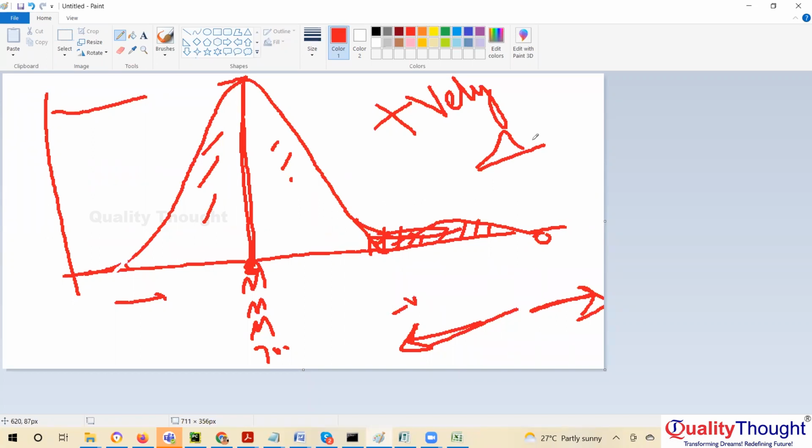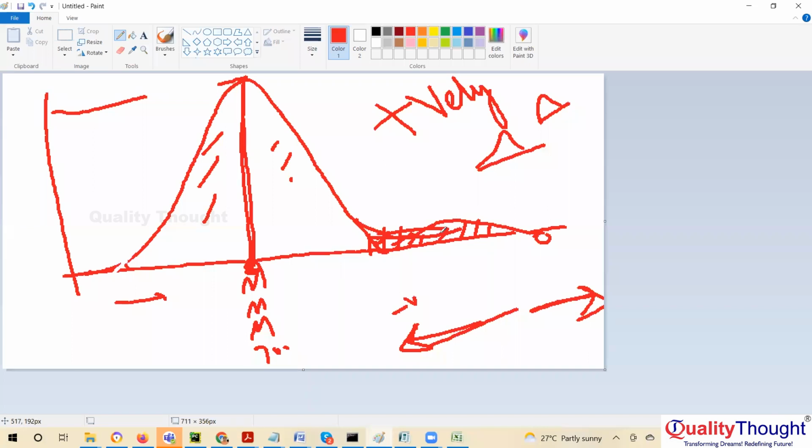Skewness for a normal distribution is 0. Negatively skewed, no skew, you'll get a value of 0. Here it is positively skewed because the tail is going towards the positive x side. It means there are more values on the right side.